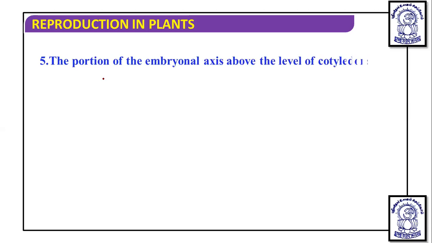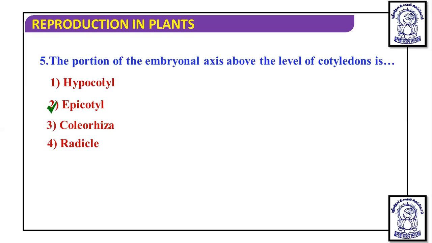The portion of the embryonal axis above the level of cotyledon: dear students, we have studied that the region of the embryonal axis above the cotyledon is known as epicotyl and below the cotyledon is known as hypocotyl. So the answer should be epicotyl. Hypocotyl is below the cotyledon. What is coleorhiza? Coleorhiza is a protective covering of radicle. And radicle is the structure of the embryo which has the ability to form new roots.